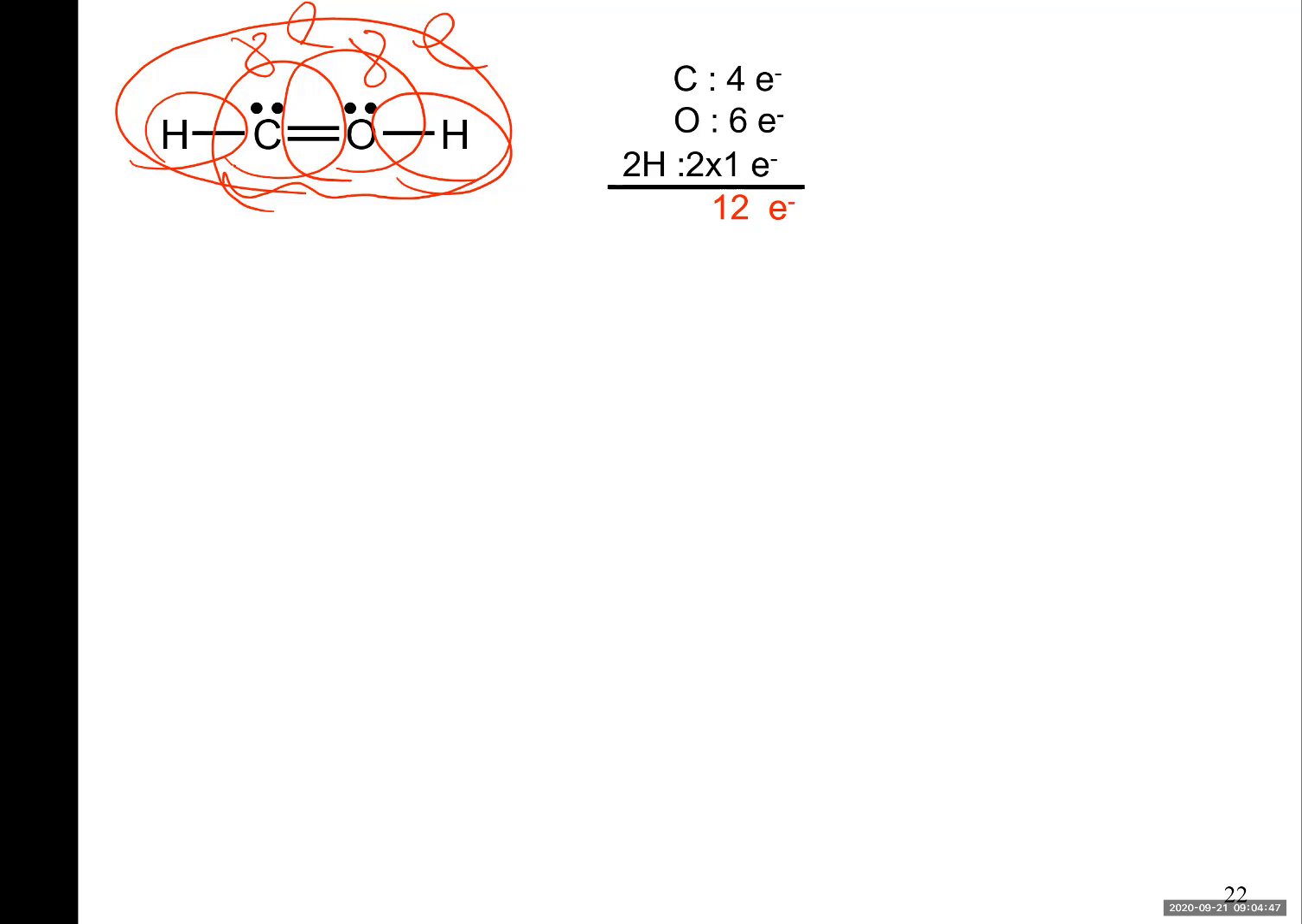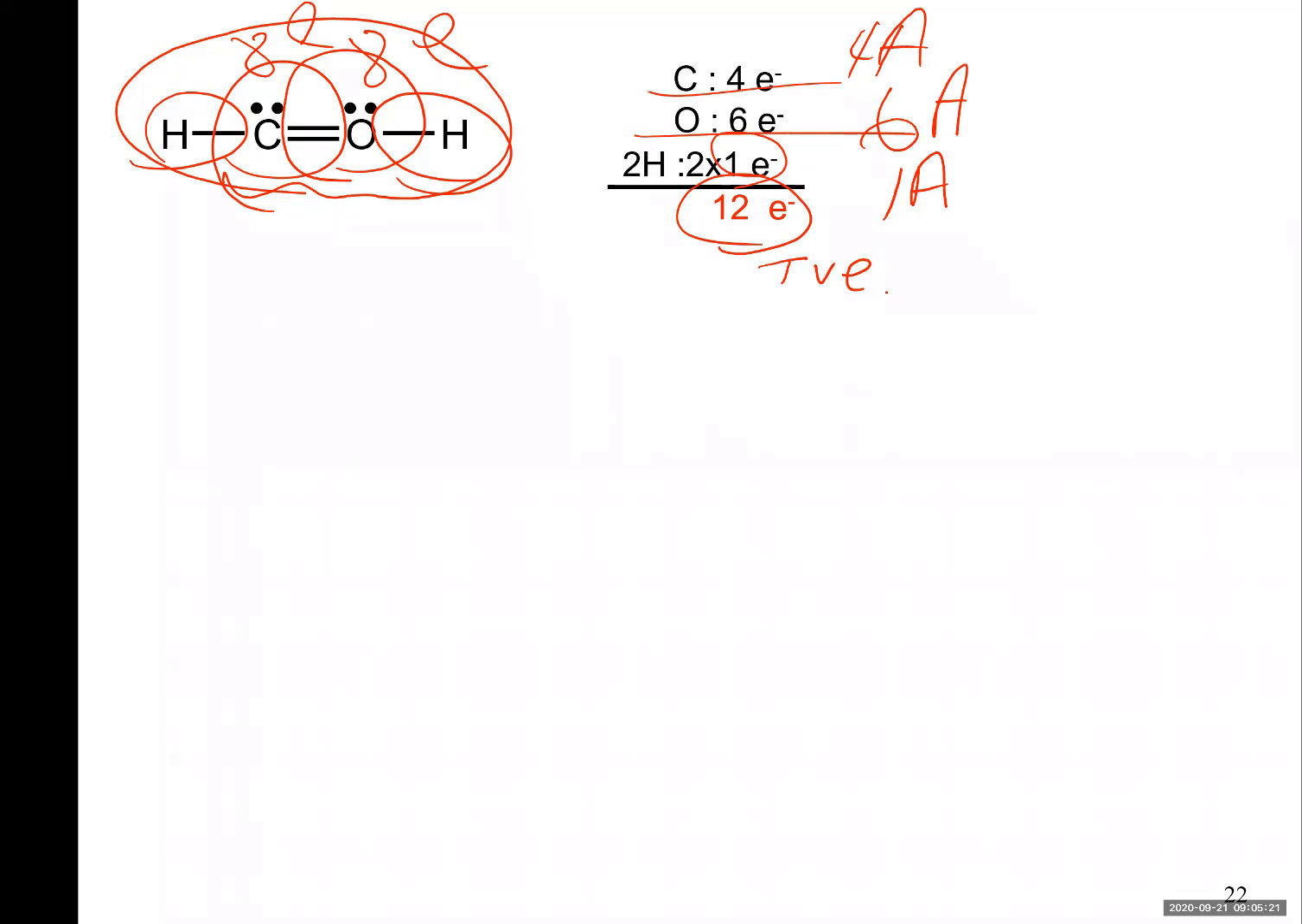But let's see, how many electrons have we used? 4 electrons. But how many electrons are the atoms bringing? Carbon, which is in group 4A, brings 4 electrons. Oxygen is group 6A, bringing 6 valence electrons. Hydrogen is in group 1A, it brings in 1 valence electron times 2, which adds up to 2. If you add these together, the total number of valence electrons is 12.